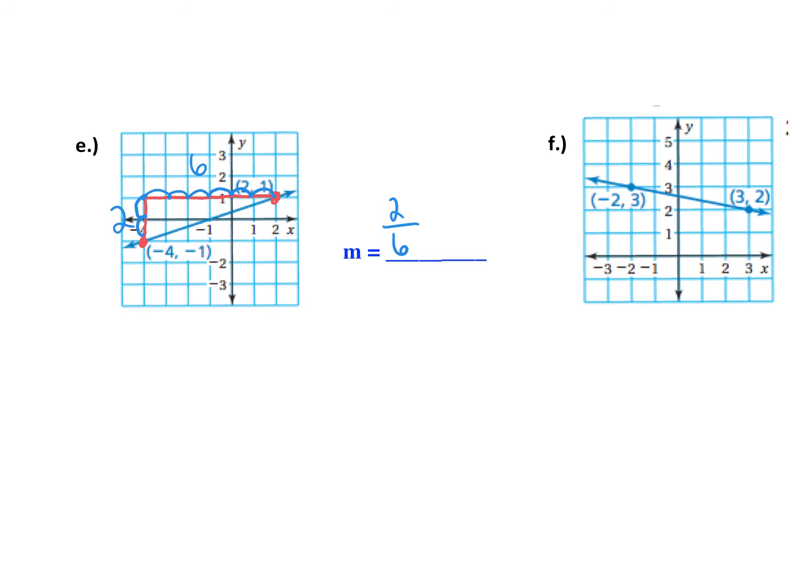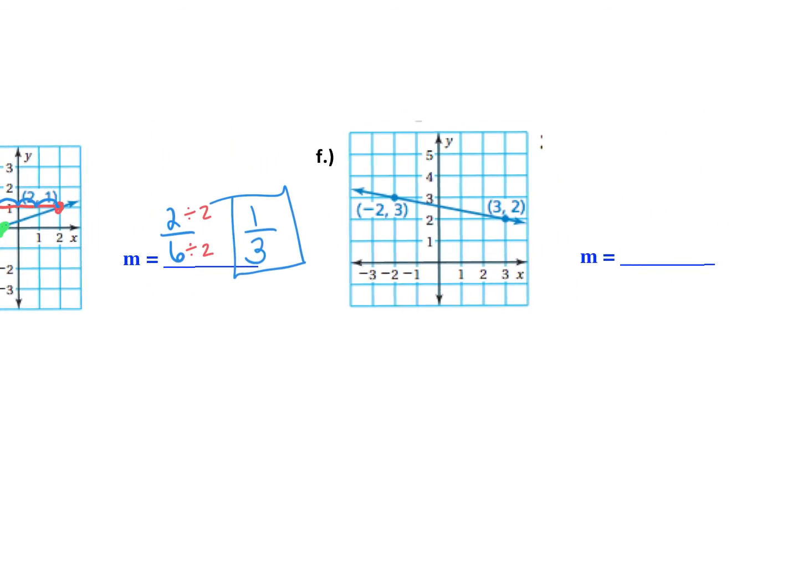I need to reduce it. So this fraction, both numbers are divisible by 2. So I'm going to divide both by 2. 2 divided by 2 is 1. 6 divided by 2 is 3. So my slope for this one is 1 over 3. Rise 1. Run 3. And if you see, I'm going to just show you an example. You don't have to write this. But if you see from this point right here, I just put in green, I could rise 1 and then run 1, 2, 3. And I would get to another point on this line. So that's why that slope of 1/3 also works.